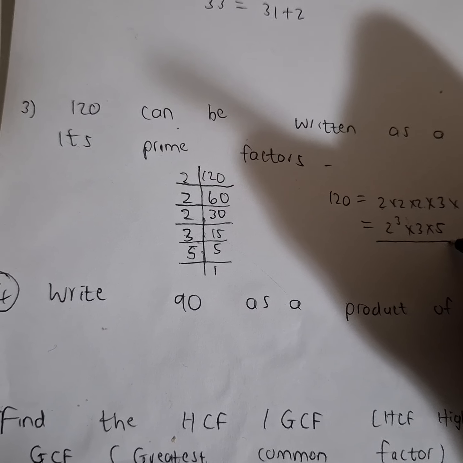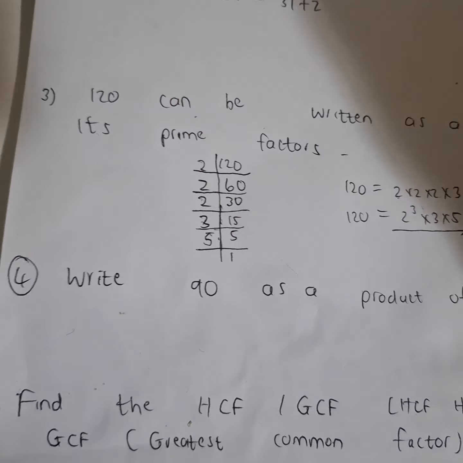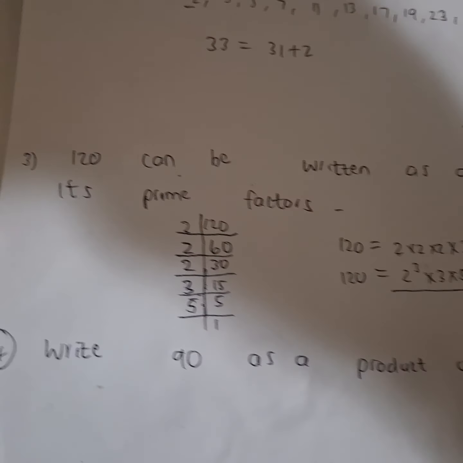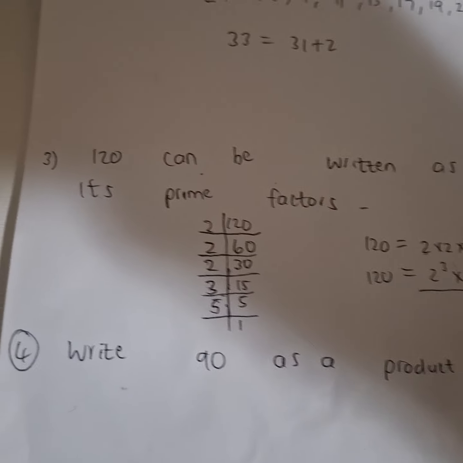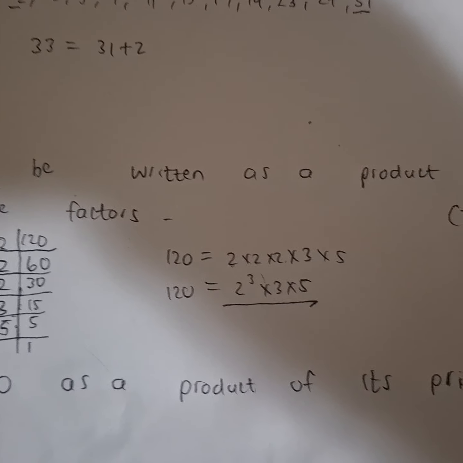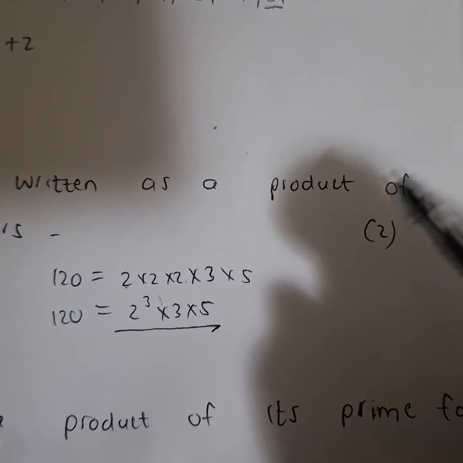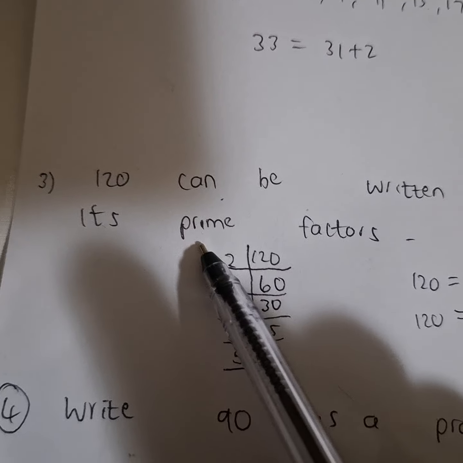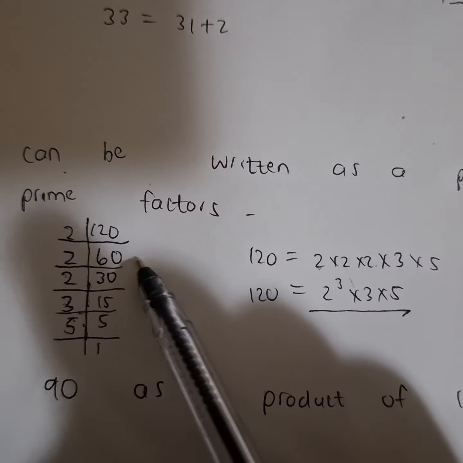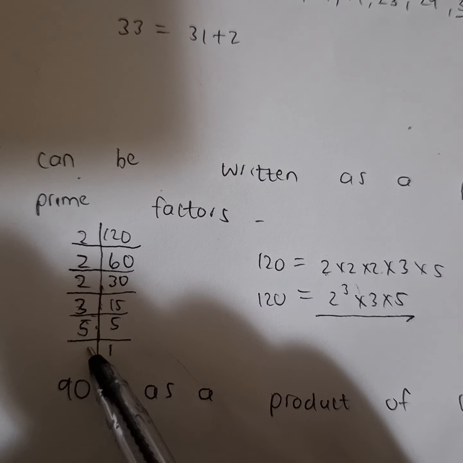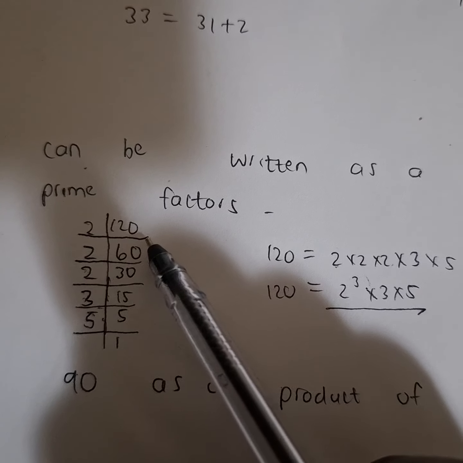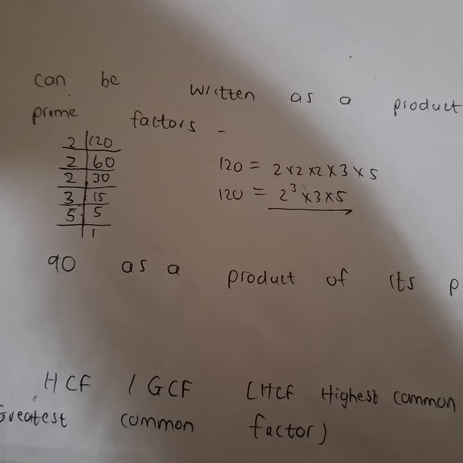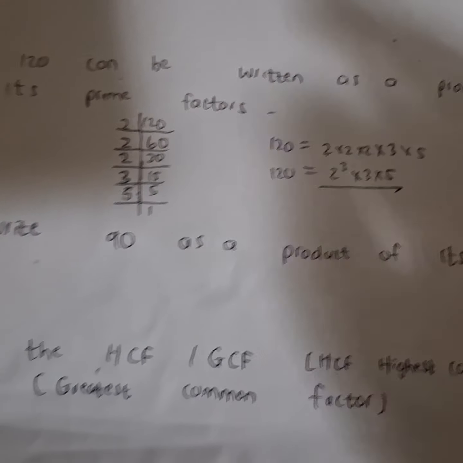So 120 can be written as 2 to the power 3 times 3 times 5, right? That is how we write 120 as a product of its prime factors. It's very important to note that product means multiplication. Multiplication of what? Of prime factors. We need to write the product as the factors of 120 which are prime numbers, and that's very important. So that is definitely our answer.